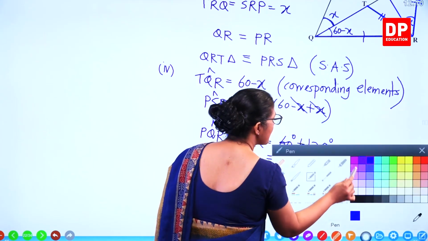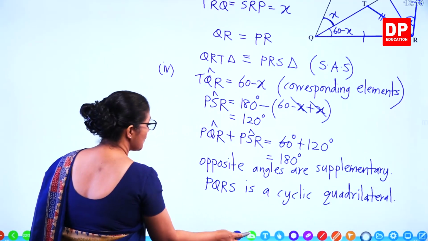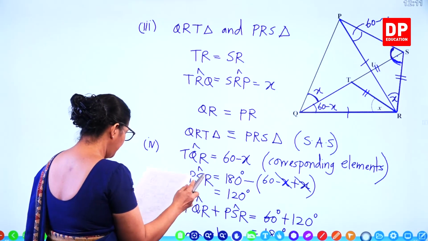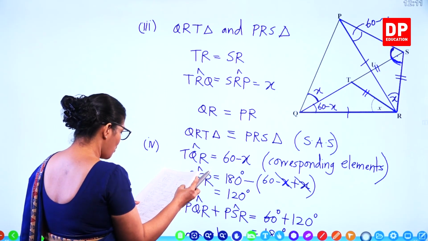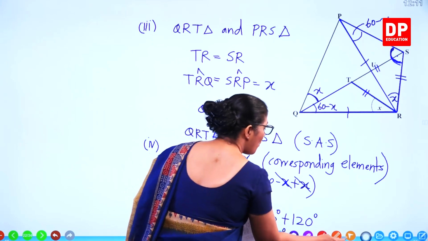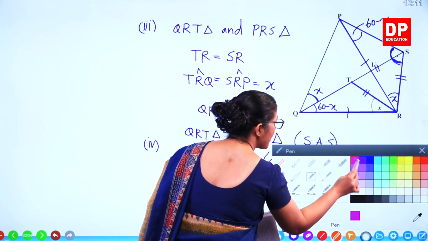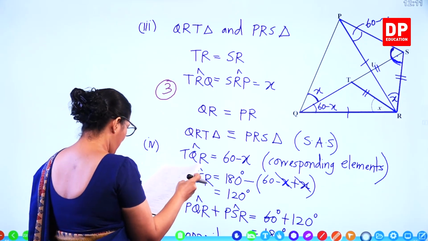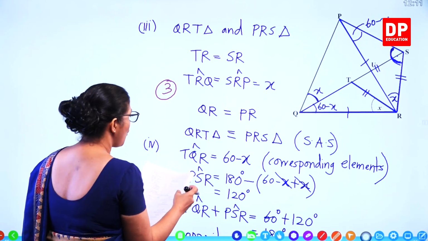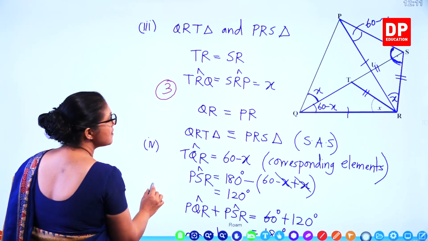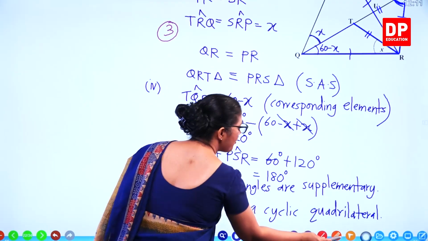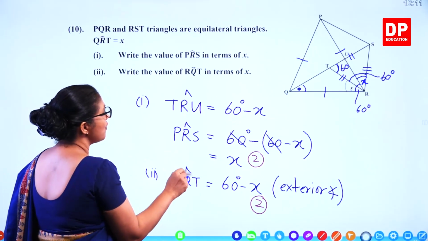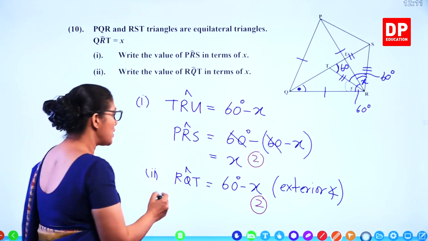So how many marks? We did 2 parts here. You get 3 marks for proving that these two triangles are congruent. So 3 marks there. And then 3 marks for showing that this is a cyclic quadrilateral. So 6 and 4, 10 marks for that question.